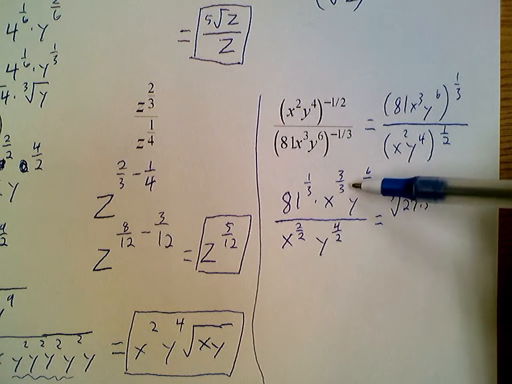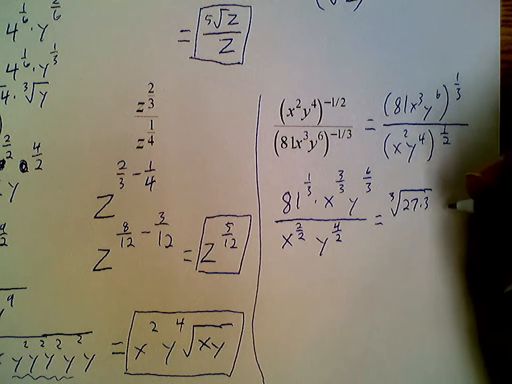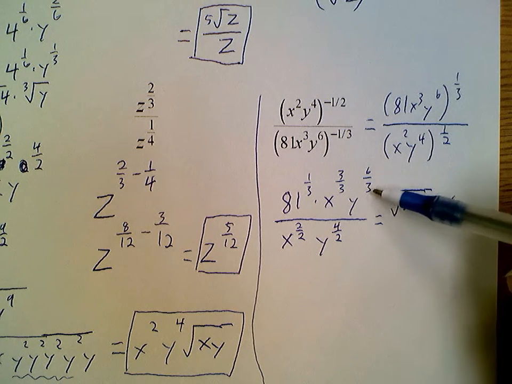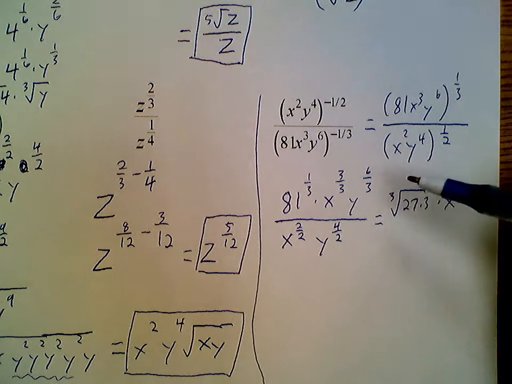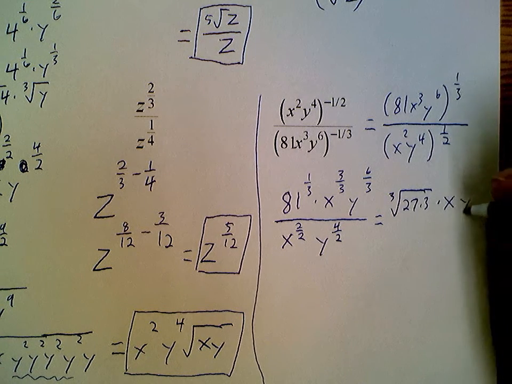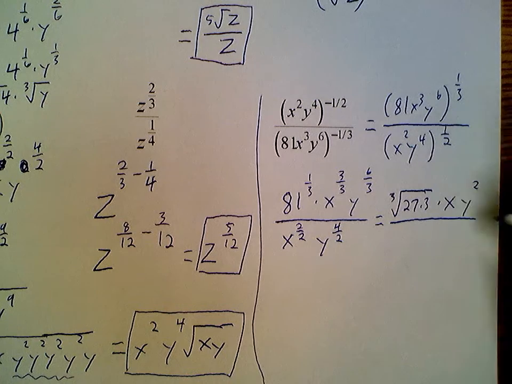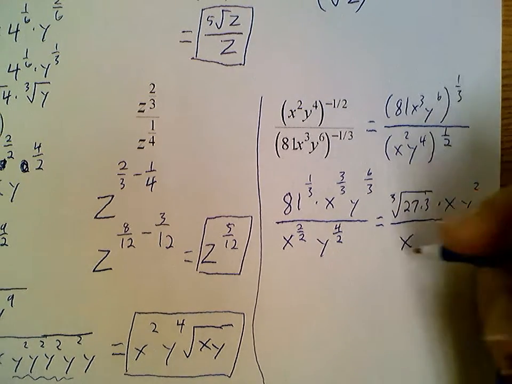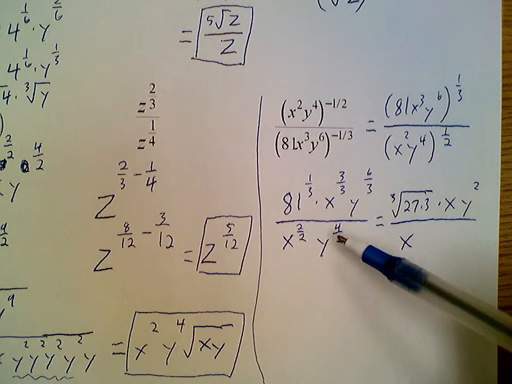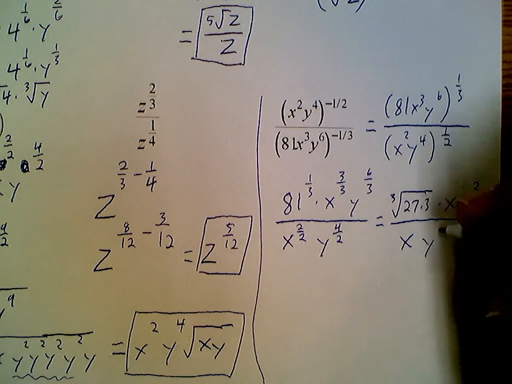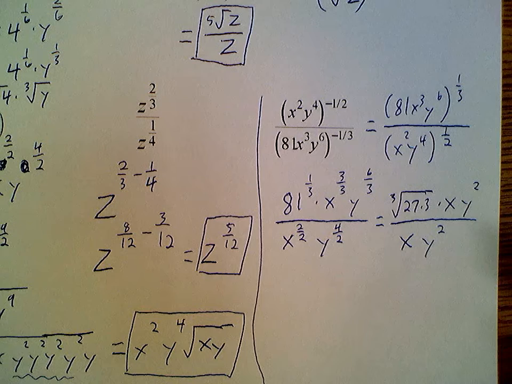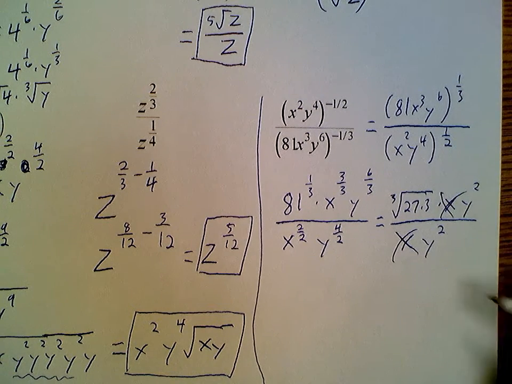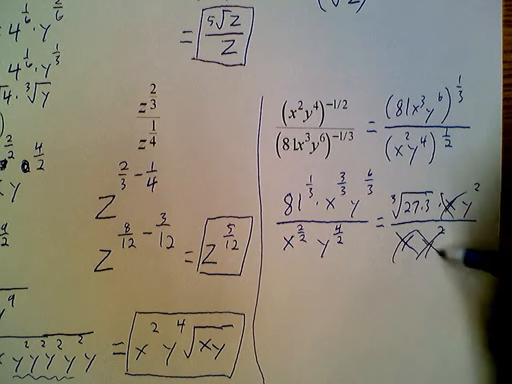Okay. Now x to the 3/3. What's 3/3 simplified? It's just x to the 1st. Y to the 6/3. What's 6/3 simplified? Well, it's just 2. 6 divided by 3 is 2, so I got y squared. Okay, and look what's going to happen here in the denominator. I got 2/2. Well, 2/2 is just 1, so I got x to the 1st. Okay, what about 4/2? 4/2 is just 2, so I got y squared. So what happens, I got x over x. Those are going to cancel out. I got y squared over y squared. Those are going to cancel out.